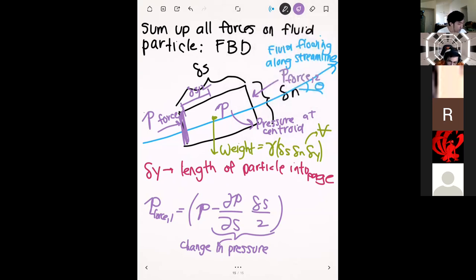We multiply this by the area, and the area of that face is going to be delta N, delta Y. So that's the pressure force on the left side of the particle. Then we can write a similar expression for the pressure force on the right, which is going to be P force 2.